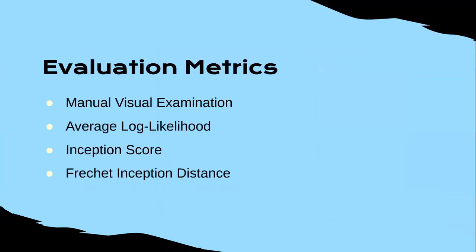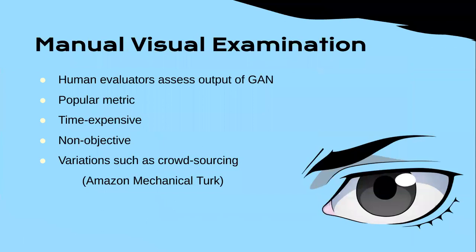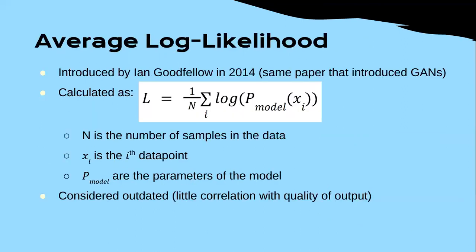Let's go through the evaluation metrics. The most popular evaluation metric is human evaluation through visual cues. Obviously, this is very time expensive. It is not objective, and there are biases. However, it remains very popular because there is no consensus on another objective metric. There are variations of it, such as crowdsourcing through Amazon Mechanical Turk or other things.